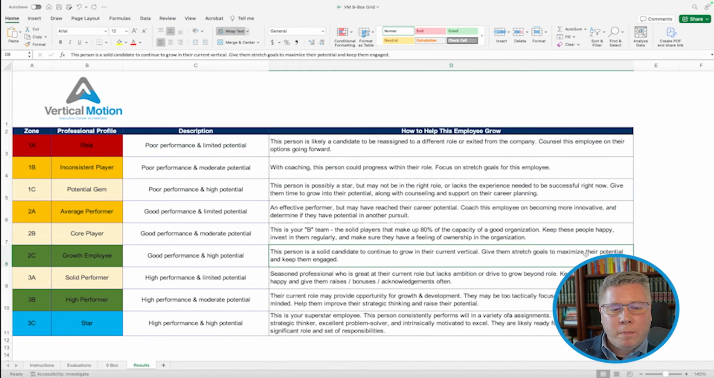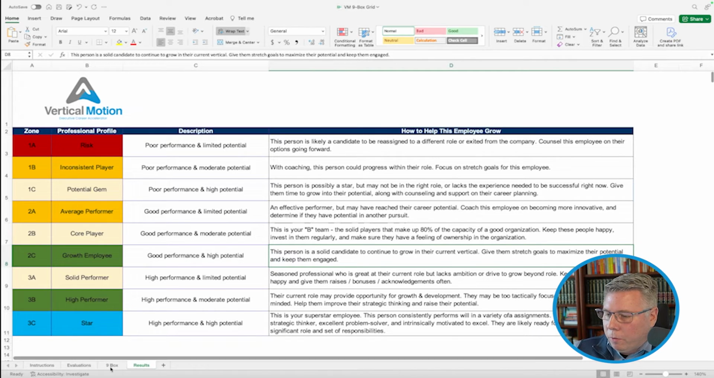They're a really good engineer. Maybe they're demonstrating their ability to help other engineers, and that is showing up as potential for becoming an engineering manager at some point, as an example. So give these people stretch goals to maximize their potential and keep them engaged. These are good employees that you want to keep around.